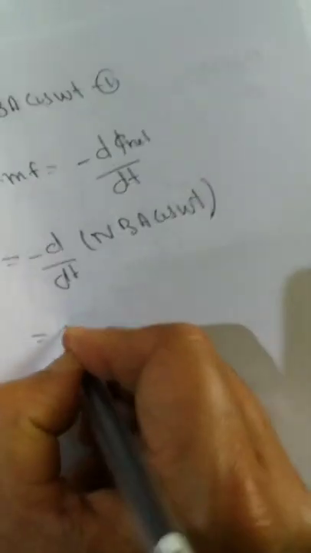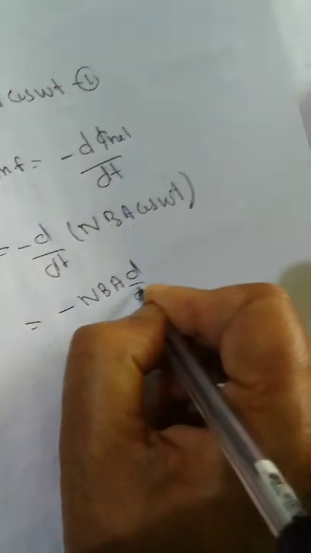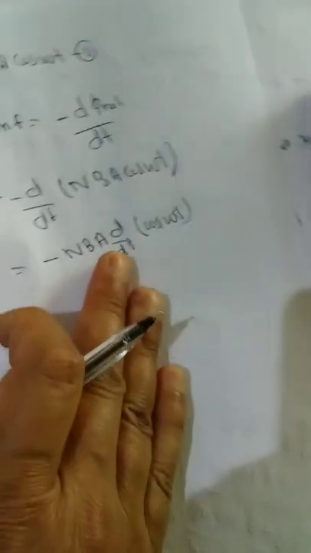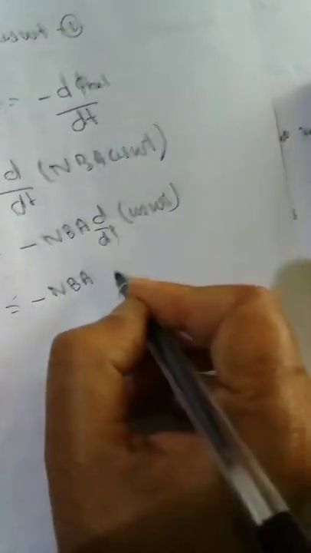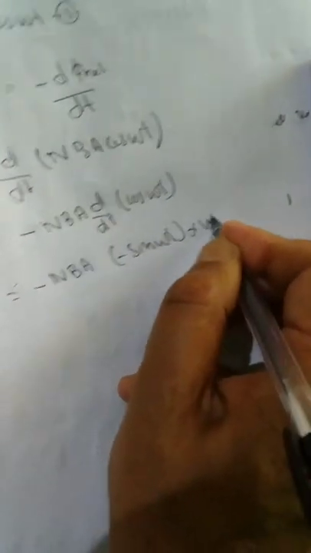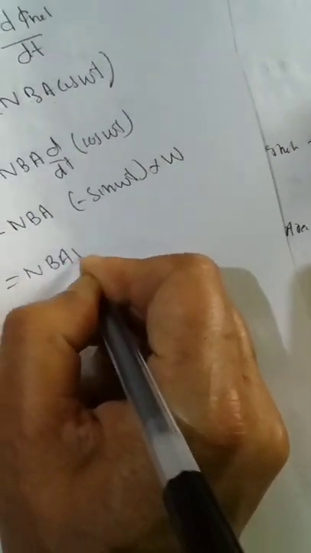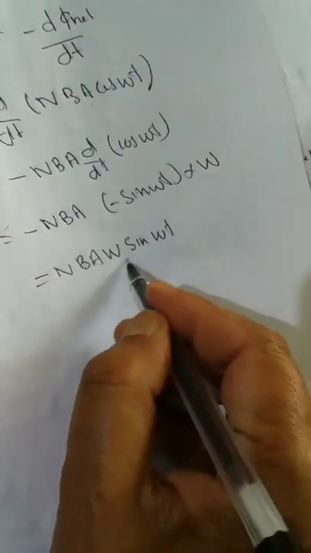That means minus n ba, carbon number, d by dt of cos omega t. The derivative of cos omega t is minus sin omega t into omega, so this gives minus n ba into minus sin omega t into omega. You know this, or I will write it again as n ba omega sin omega t. We know that omega is a constant.